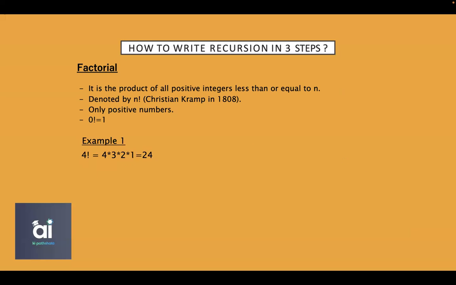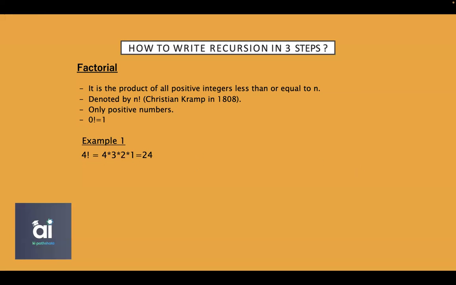So, how did we get this? 4, 3, 2 and 1. It's coming from the definition of factorial, that it's a product of all positive integers less than or equal to n. So, in our case, n is 4. All positive integers equal to 4 and less than 4 are 4, 3, 2 and 1. So, the product of all these integers is the factorial of 4.